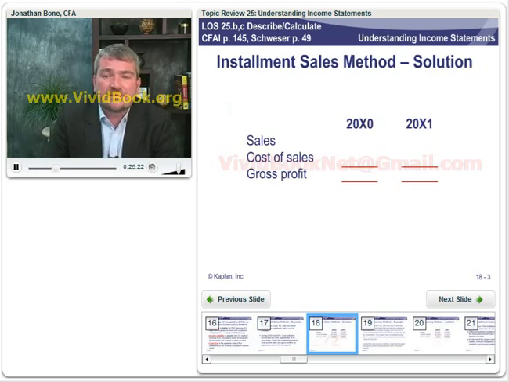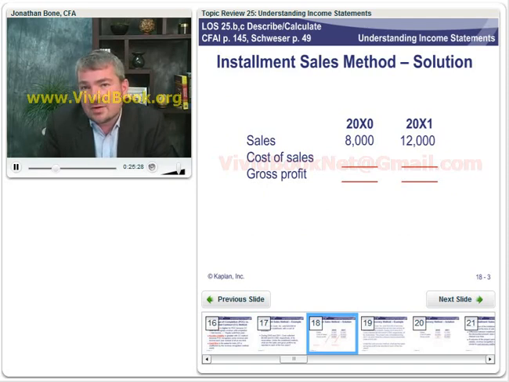Now, it's a fairly straightforward process. The sales figure will just be the cash collected in each year. So you've got $8,000 in X0 and $12,000 in X1. The cost of sales, well, we're going to include the cost of sales in proportion to the cash we've collected to date. So in X0, you've received 8/20ths of the total cash, and as a result, you're going to bring in 8/20ths of that cost of goods sold figure.